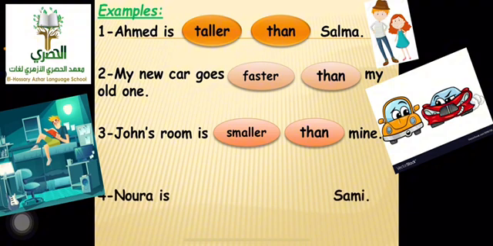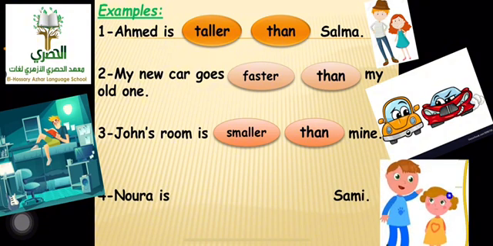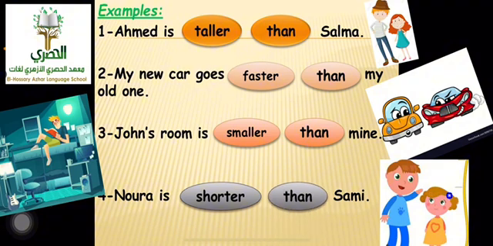Number 4. Noura is space Sami. Noura is shorter. Only shorter? Adjective plus ER? No, we need than. Excellent. Noura is shorter than Sami. So, adjective, ER, than, to compare between only two.